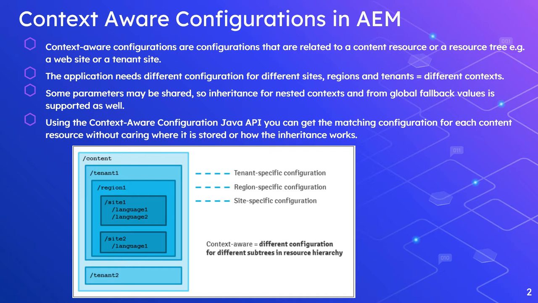Now if you see this diagram, here we are talking about different levels of configurations in the content hierarchy. The first one is the tenant-specific configurations. You can enable tenant-specific configuration through these context-aware configurations. Then the second one, in some cases, maybe region-specific configurations. The third one is the site-specific configurations. At any level you can enable this. So context-aware means different configuration for different subtrees in the resource hierarchy.